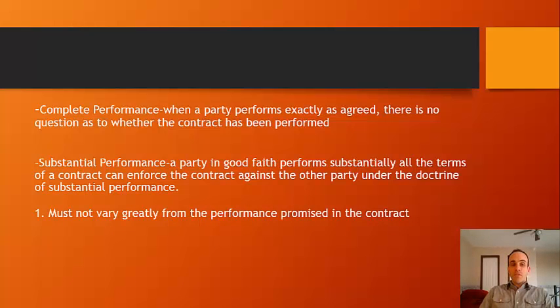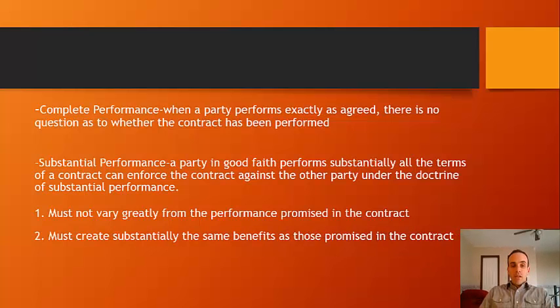There are two ingredients as far as substantial performance is concerned. In order to make sure that this performance or agreement has been met, number one, this variance must not vary greatly from the performance promised in the contract. And number two, it must create substantially the same benefits as those promised in said contract.